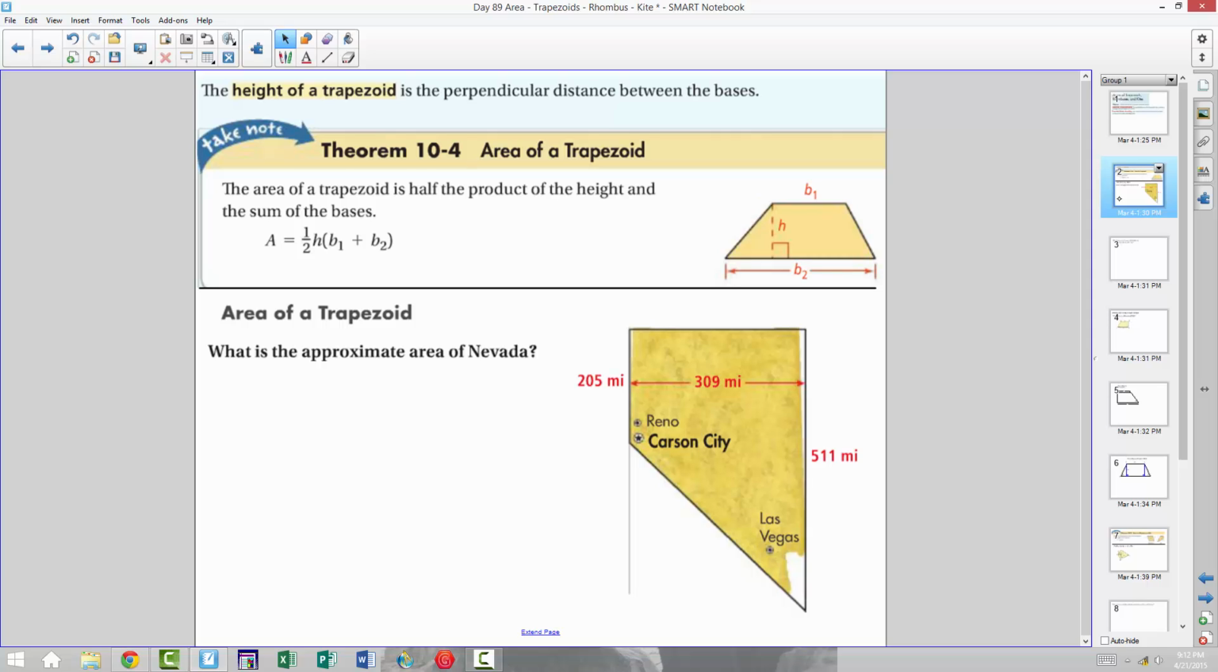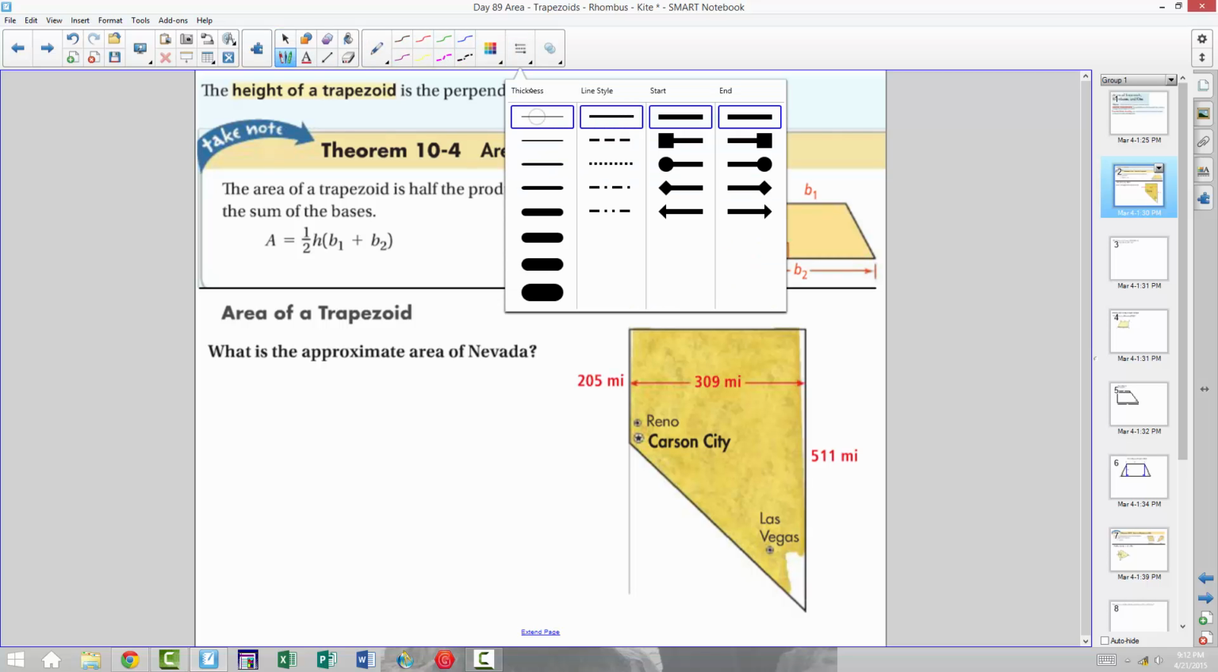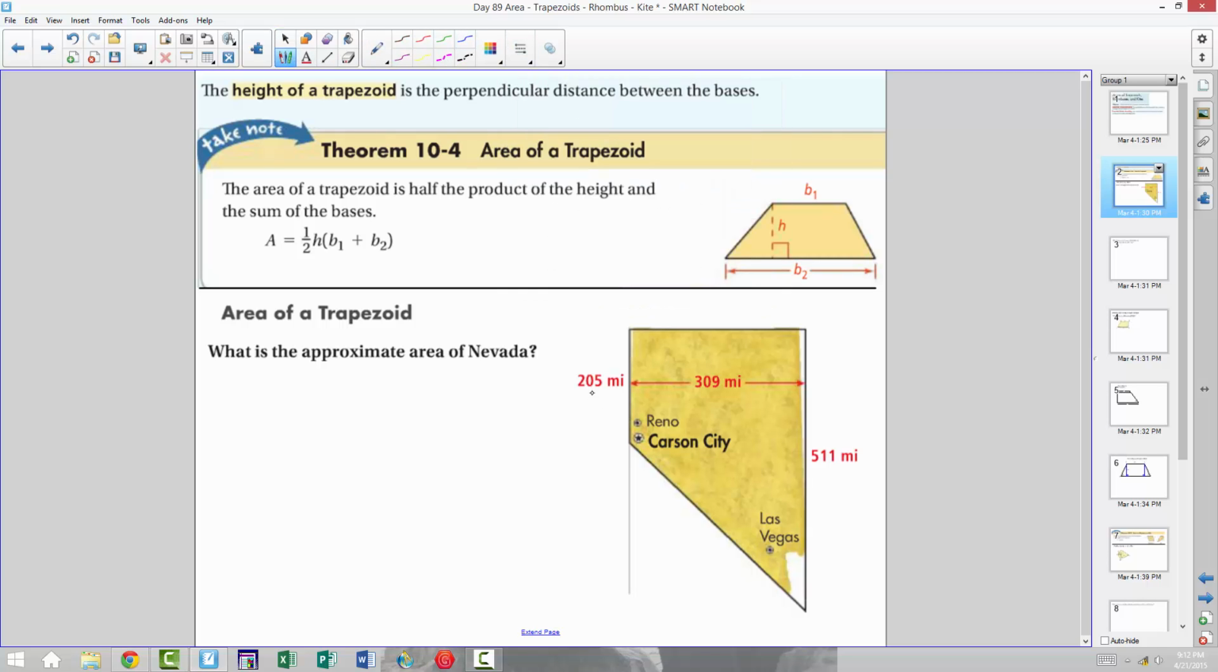Nevada is shaped somewhat like a trapezoid, so I can find the area of Nevada by using the trapezoid formula. Here's B1, here's B2, and here is H, 309. If the area of a trapezoid is half the height times the sum of the bases, I know that the height is 309. For the sum of the bases, it doesn't matter which one you label B1 or B2.